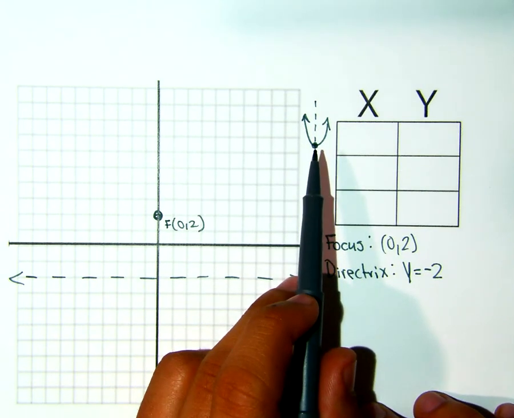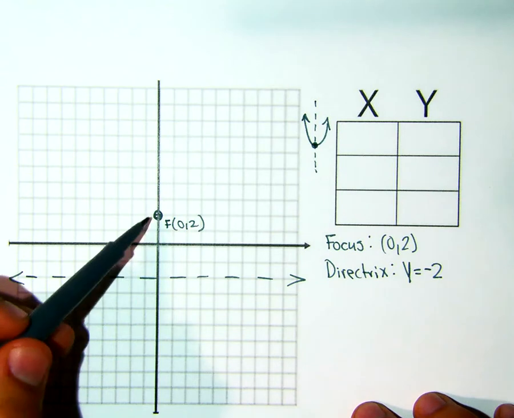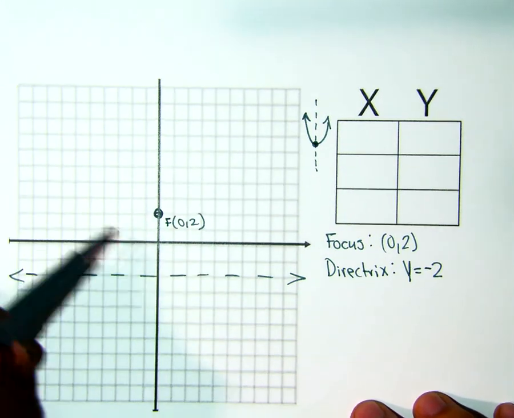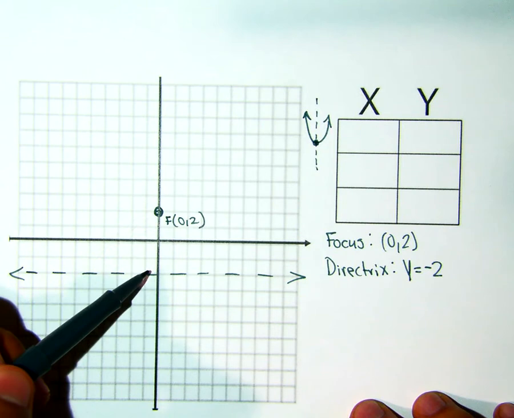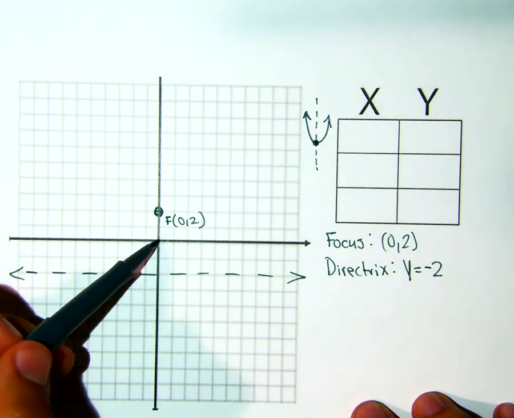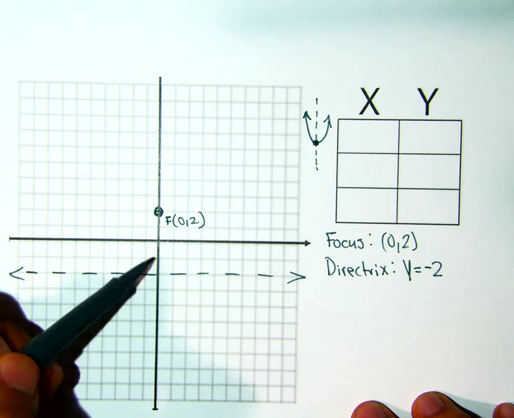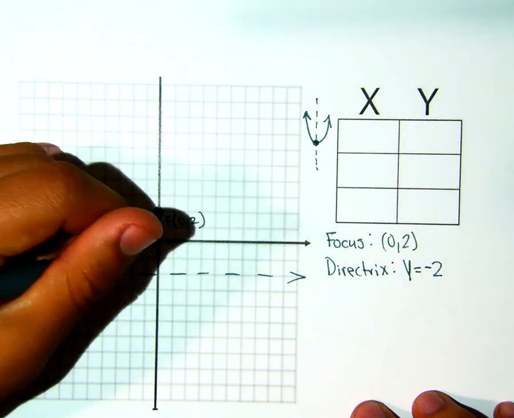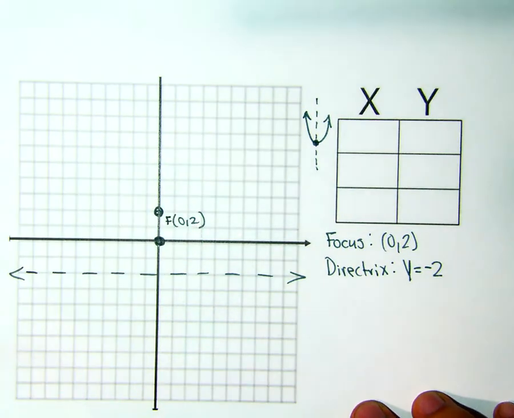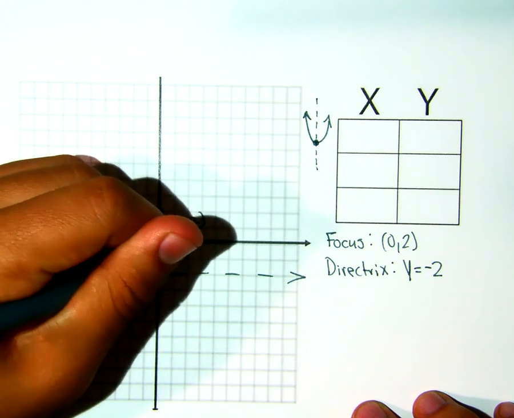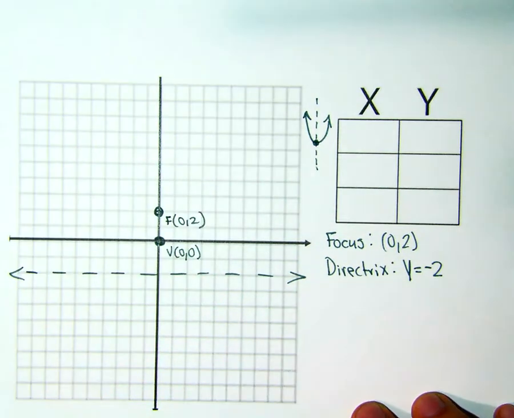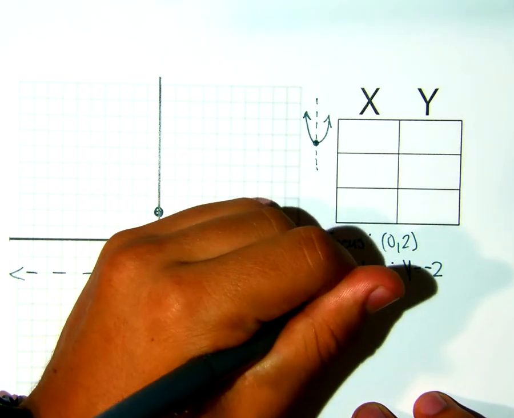Okay, so we could find the vertex. We know that the parabola is in between or equal distance from the focus and the directrix. So if we counted 2 here, 2 down and 2 up, that's the same distance. Okay, so our vertex is at 0, 0. Okay, our vertex is at the origin.